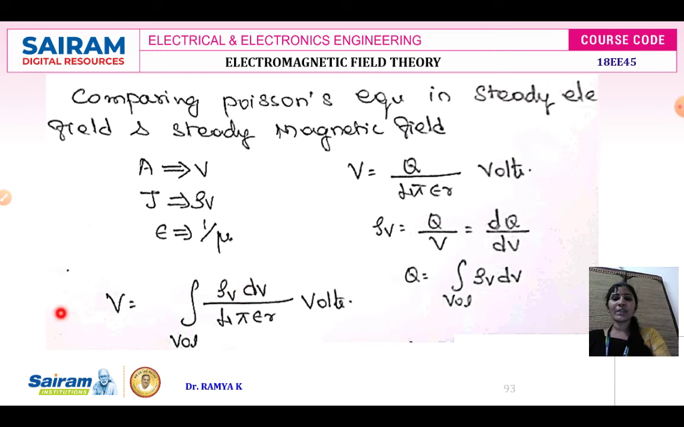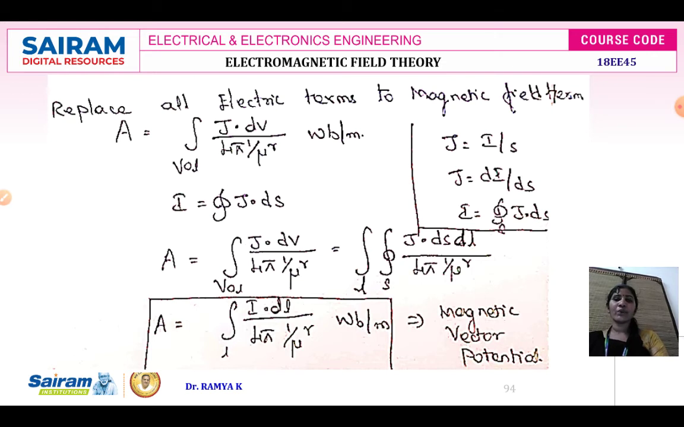Just replace all the electrostatic terms with magnetostatic terms. Wherever we have V, replace it with A. Wherever we have rho V, replace it with J. Wherever we have epsilon, replace it with 1 divided by mu. If you replace it, you will get the value of A as the integral over the volume of space of J dV divided by 4 pi times 1 divided by mu into R.